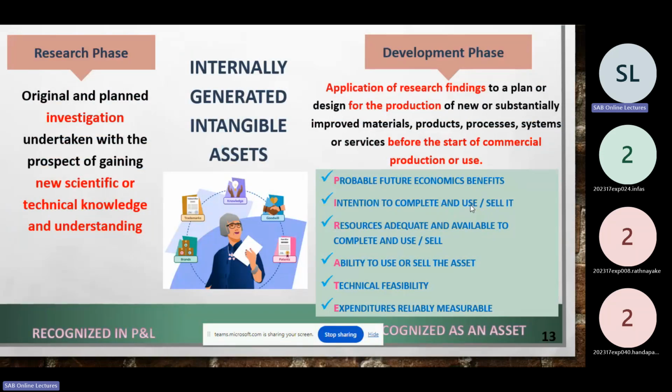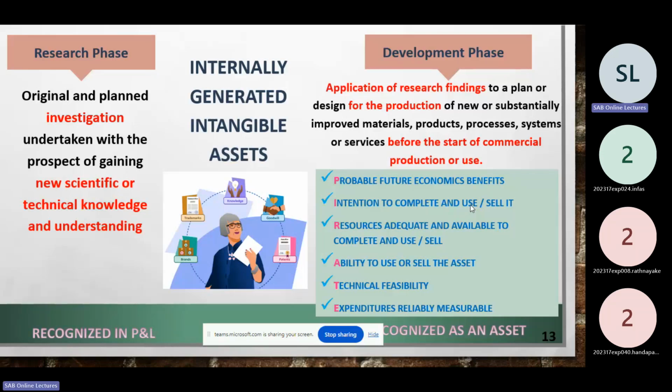So this is the major part that we can identify in this standard: the research phase and the development phase. The research phase can mainly be identified as investigation to gain knowledge. That may not be attributable to the asset, since we don't know, because it's not in the development stage. So that can be identified in profit and loss.